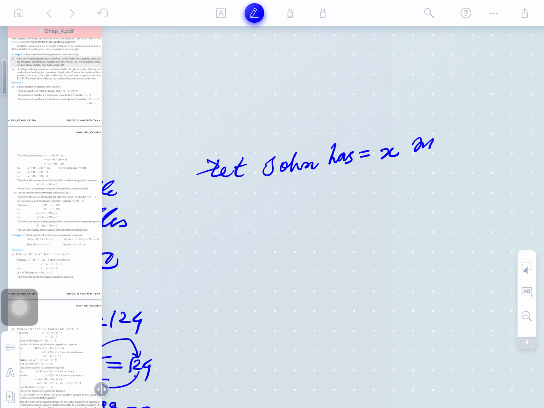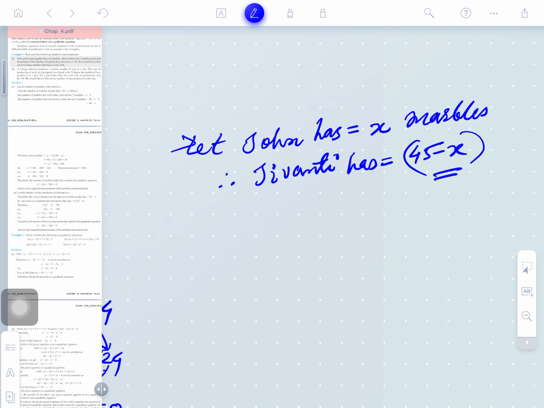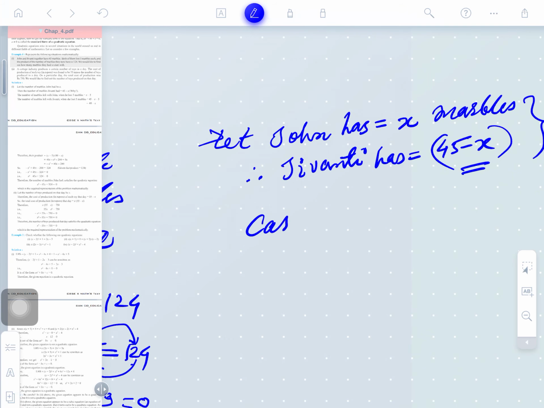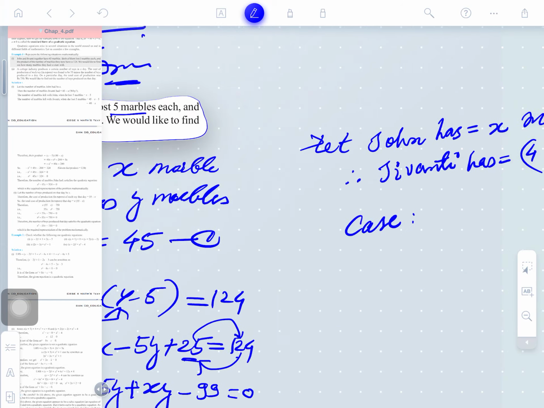x marbles, okay. Therefore, we will write here Jivanti has, how many does Jivanti have, please tell me? Both have 45, so 45 minus x. But this is actually a trick here, means one case is to be used for the initialization or the declaration. This is called the declaration step, okay. Declaration means you declare the variable. So, what is the second case? Yes, both of them lost 5.